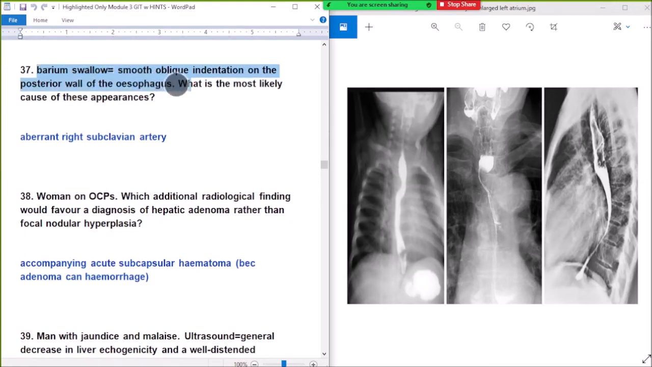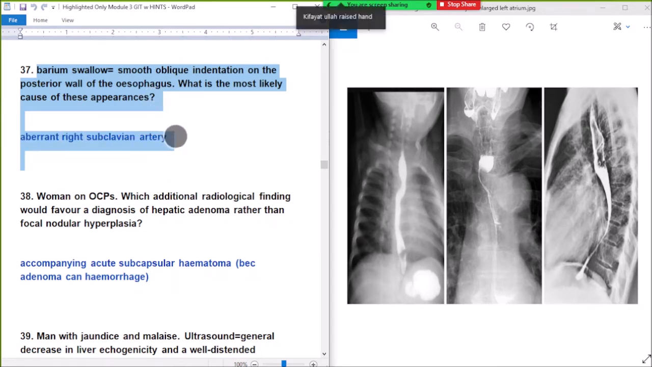Barium swallow shows smooth oblique indentation on the posterior wall of the esophagus. What is the most likely cause of these appearances? Aberrant right subclavian artery. Indentation on the posterior wall of the esophagus means aberrant right subclavian artery, and if it is on the anterior wall, then aberrant left pulmonary artery.